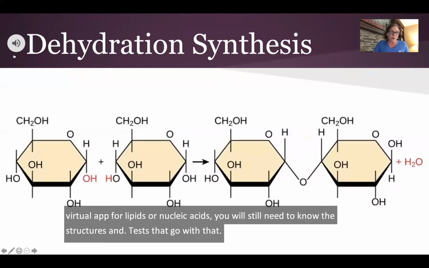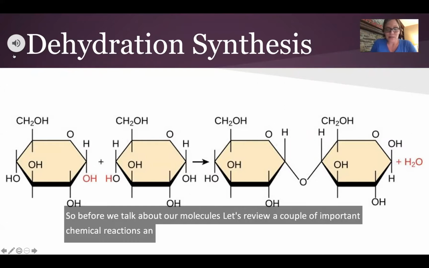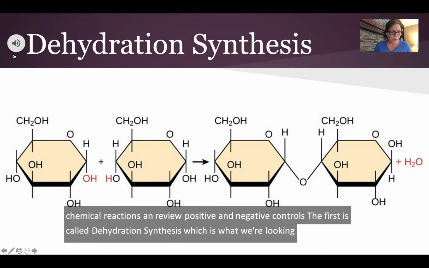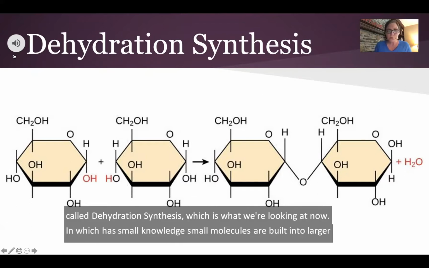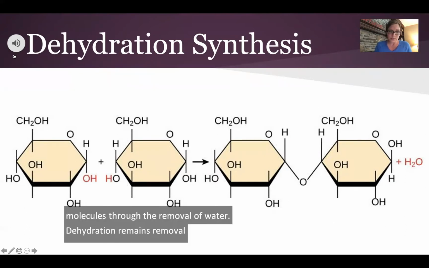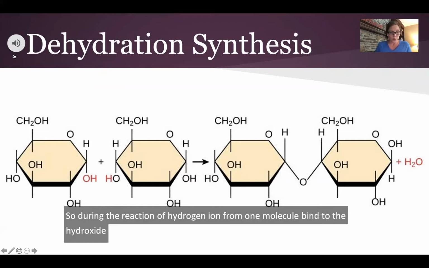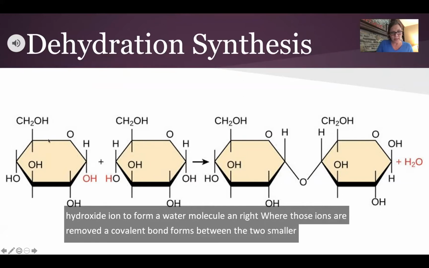So before we talk about our molecules, let's review a couple of important chemical reactions and review positive and negative controls. The first is called dehydration synthesis, which is what we're looking at now, in which small molecules are built into larger molecules through the removal of water. Dehydration means removal of water, and synthesis means to combine. So during the reaction, a hydrogen ion from one molecule will bind to the hydroxide ion to form a water molecule, and right where those ions are removed, a covalent bond forms between the 2 smaller molecules. So we're looking at this over here.